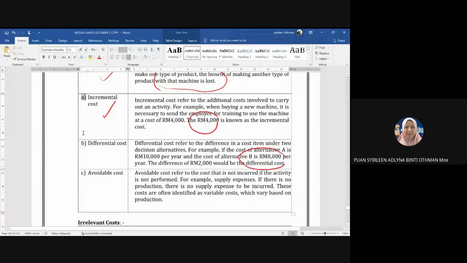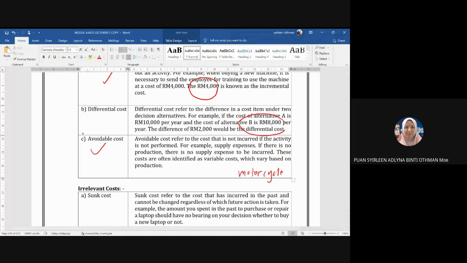And then you have avoidable cost. Avoidable cost refers to the cost that is not incurred if the activity is not performed. Okay, for example, let me give an example. Say now my factory is a motorcycle factory. In a motorcycle factory, we have many parts in the motor. Let's say we have a spark plug. I'm sure the boys know what a spark plug is, and I think the girls know too. The spark plug is what you fit on the engine.